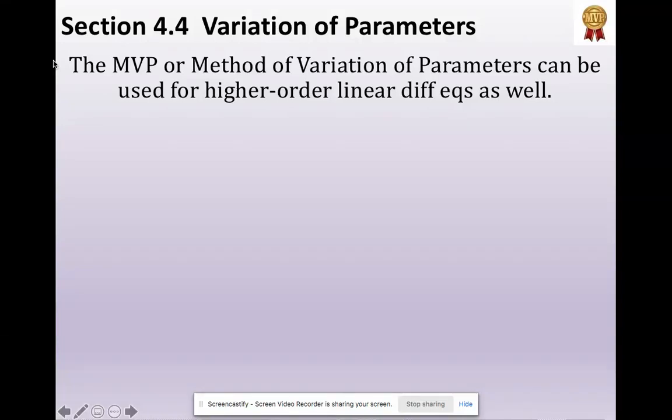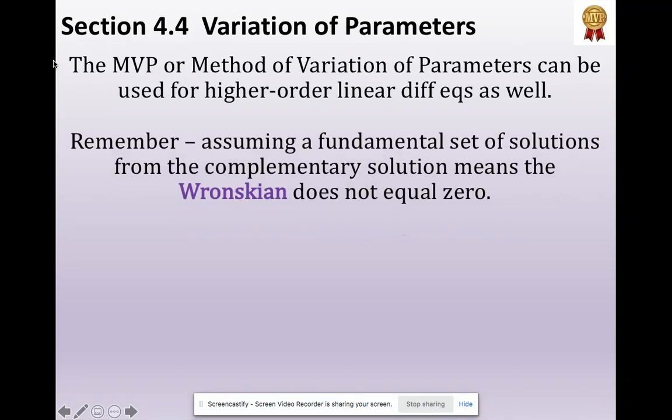Okay, kids, ready to do our last chapter 4 method, and it is an old method, our MVP method, variation of parameters, just on higher order. So what's nice is that assuming the fundamental set of solutions, which remember, we take the complementary, the Wronskian not equal to 0, when we practiced at the beginning of this chapter, taking Wronskians with higher order, but only 3 by 3s. That I would not ask you to do higher than a 3 by 3 by hand.